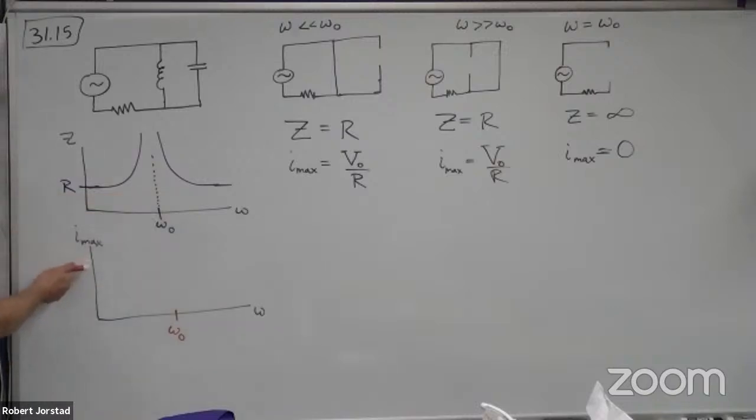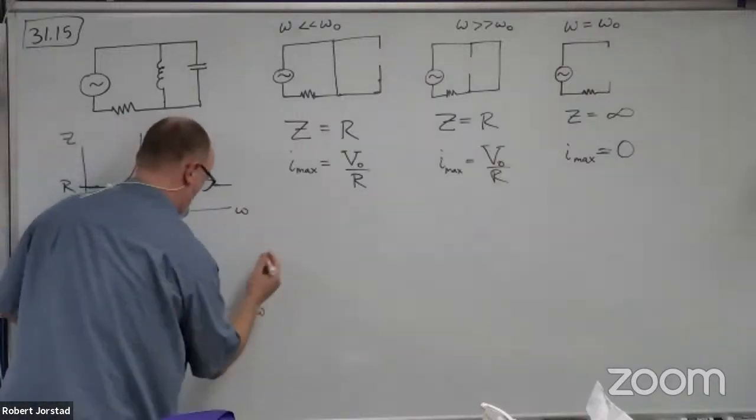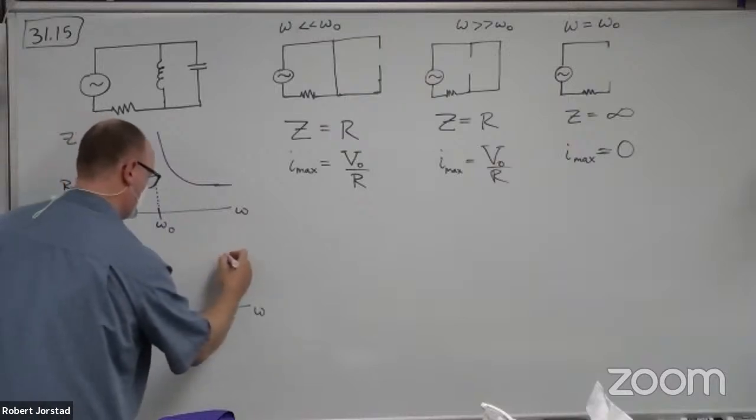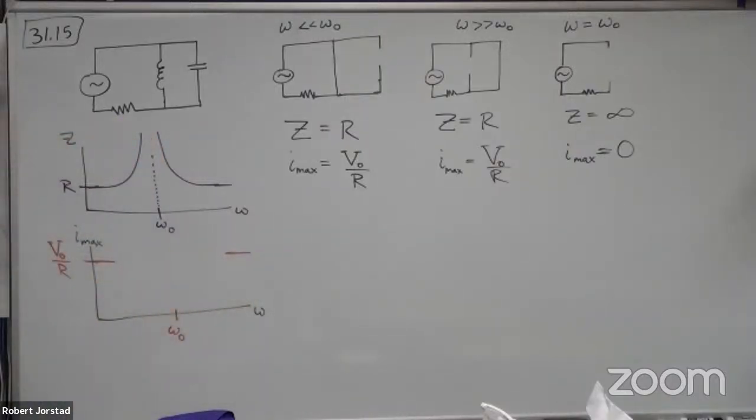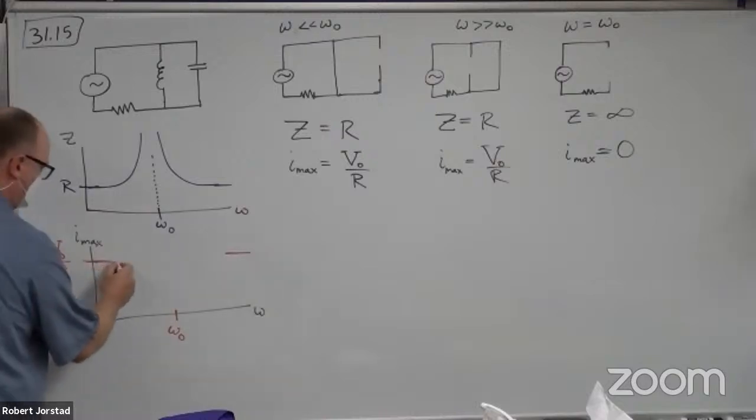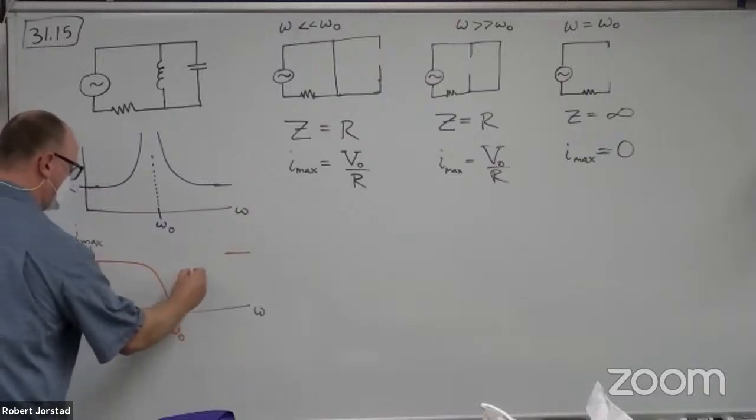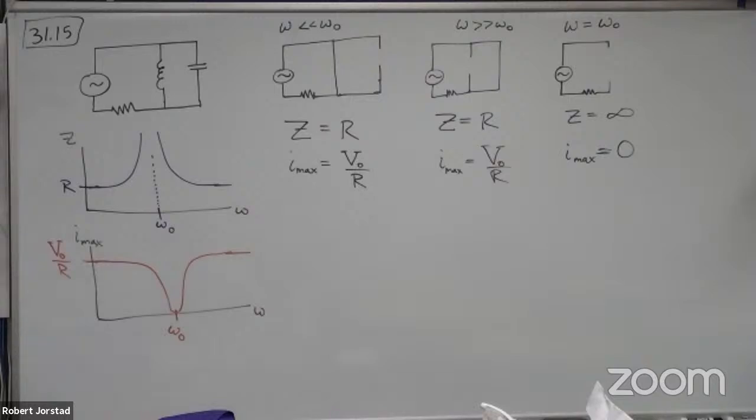So now, what do you think the Imax plot looks like? What's the value of Imax at 0 frequency? If I'm at low frequency, what's the value of Imax? V naught over R. What's the value at high frequencies? It's the same. What's it in the middle? Draw it with your finger in the air. It's going to be something like this, the curve upside down.